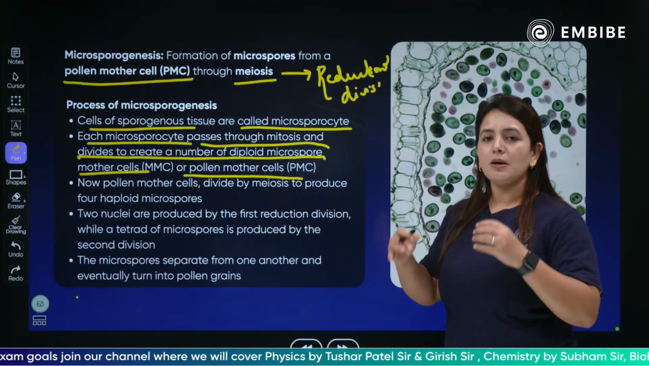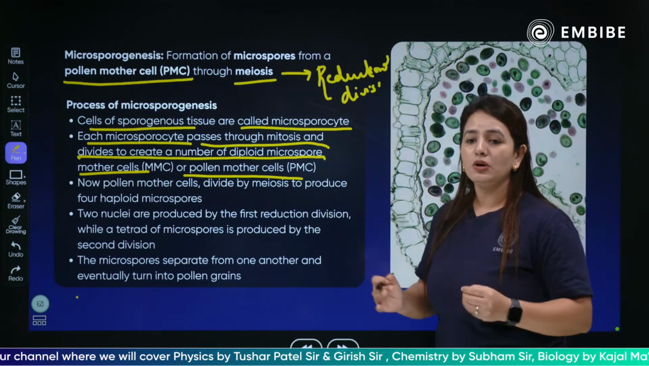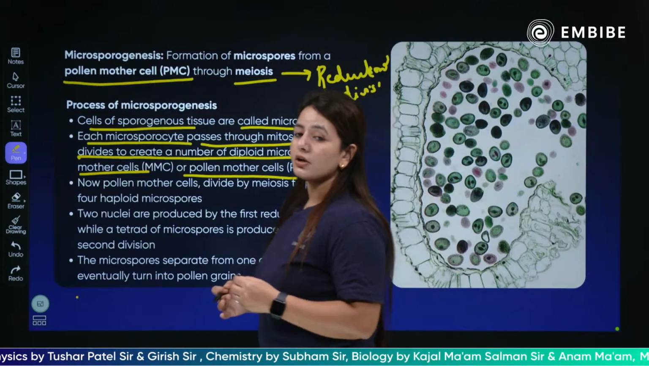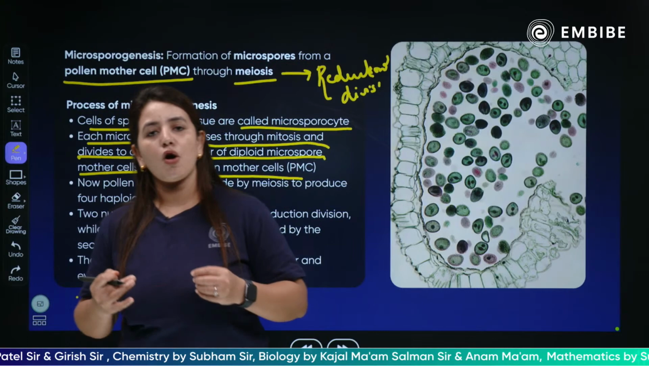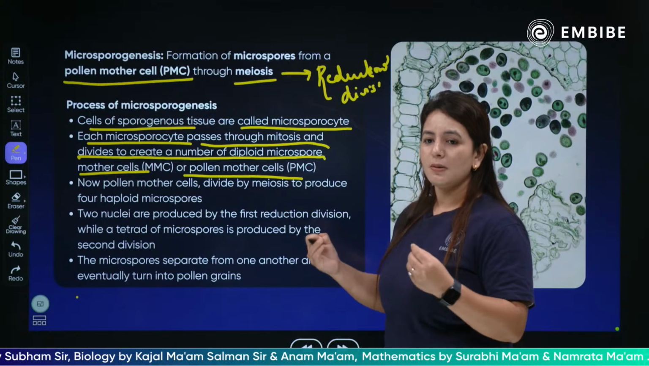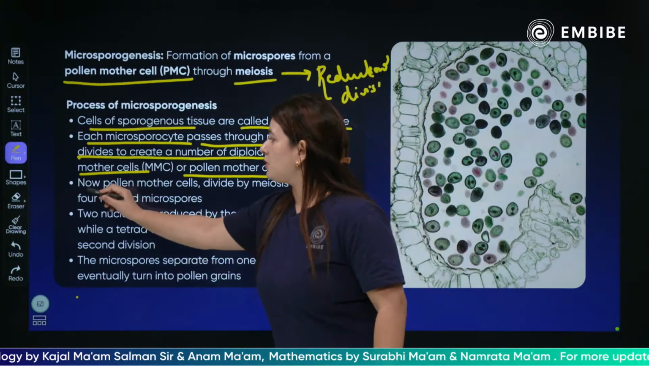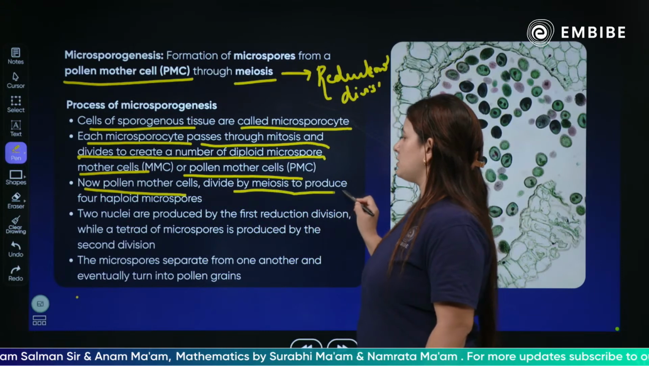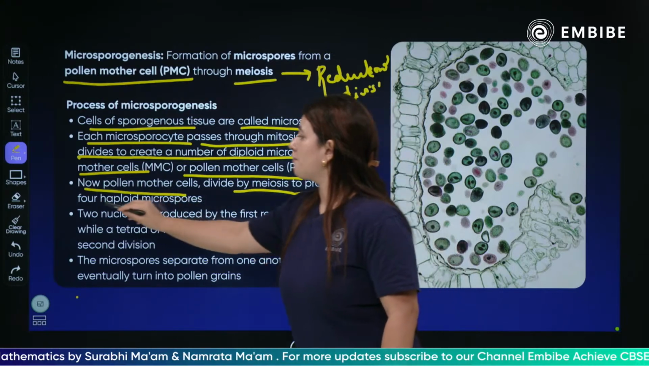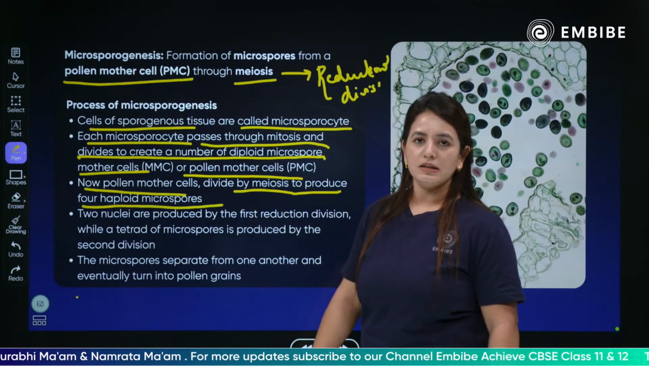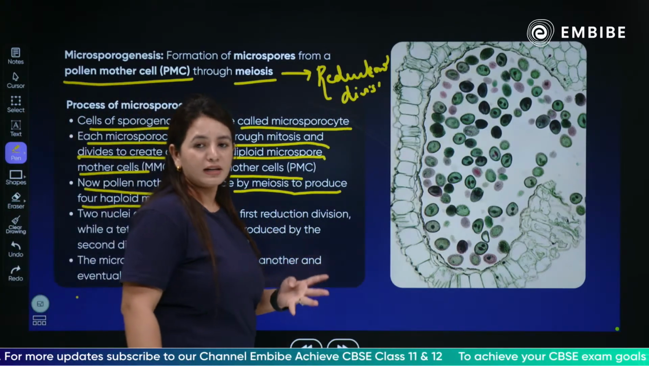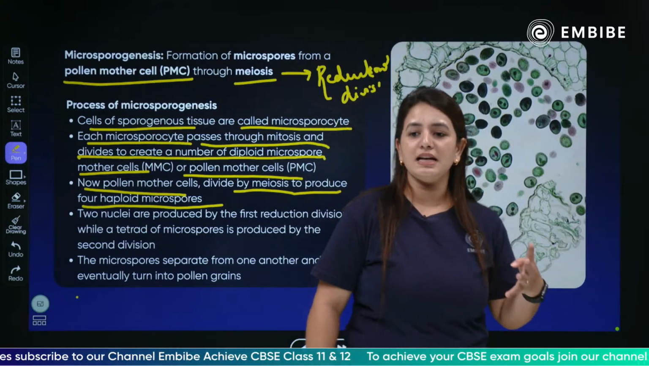So children, the microsporocyte will undergo mitosis and form a pollen mother cell, a microspore mother cell. Now pollen mother cells divide by meiosis to produce 4 haploid microspores. Simply, after the meiosis division, 4 haploid daughter cells are formed.